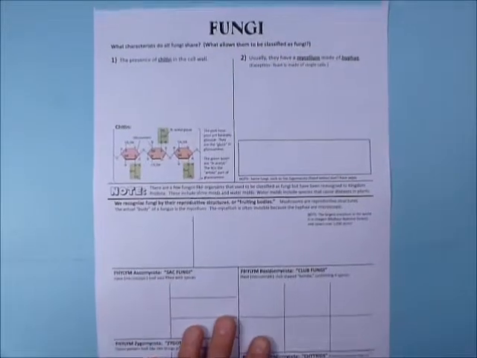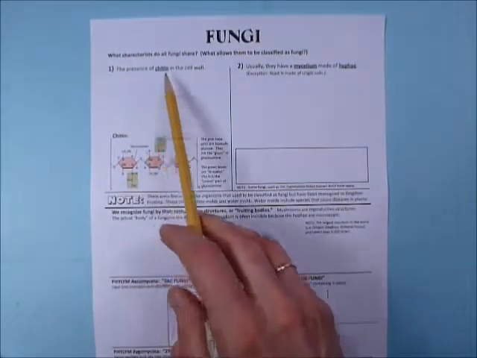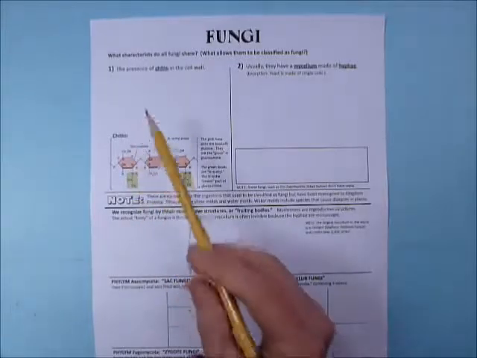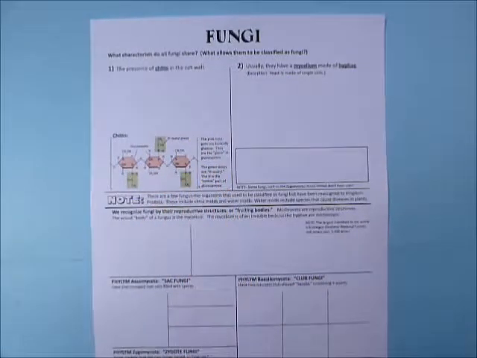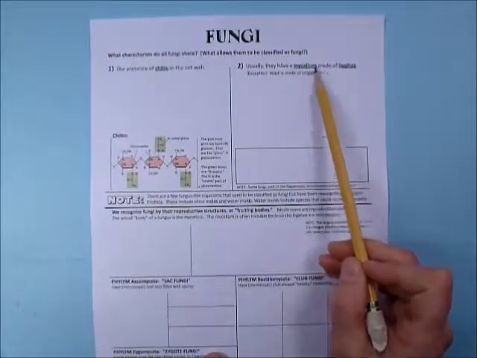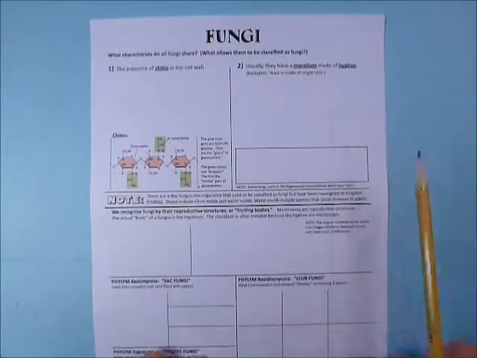So for that, we have to look at the cellular level. We've got to look at a single fungal cell to find out what makes it a fungus. So here I've given two characteristics that all fungi have in common. This is what makes something a fungus. First is the presence of chitin in the cell wall, and second is their structure with the mycelium and hyphae, and we'll get to that in a minute.